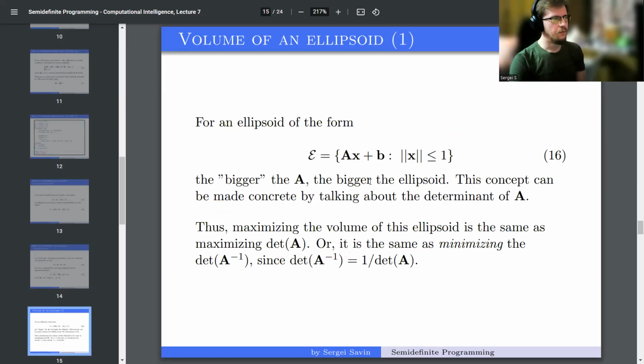Okay. Now, let us consider an ellipsoid of the form ‖AX + B‖ less than or equal to 1. For this ellipsoid to be bigger, A has to be bigger in a sense. So have larger eigenvalues, for example. So for this ellipsoid to be bigger, A has to be bigger.